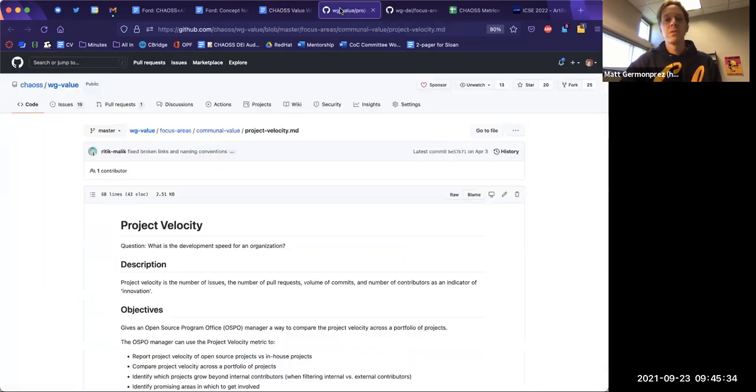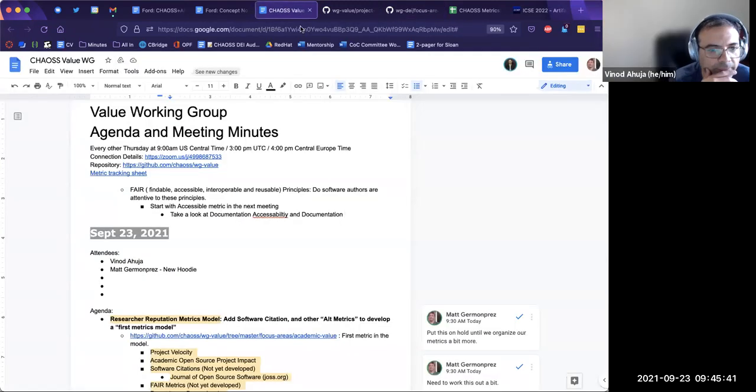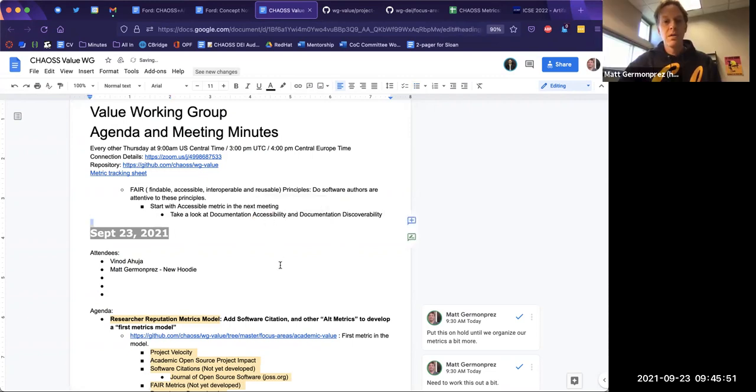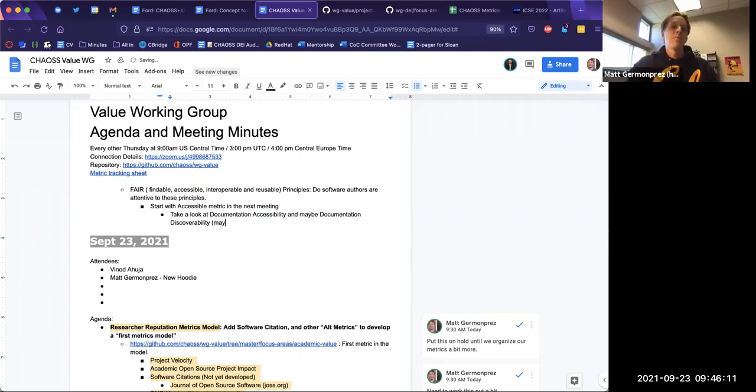What was the other one? Accessibility and discoverability, which I feel is more relevant to the findable. Yeah, and it might be. In theory, it should be like that. Exactly. Rather than documentation, it'll be just a piece of artifact that a community is developing, more tied to findability. Okay, I think that's good.